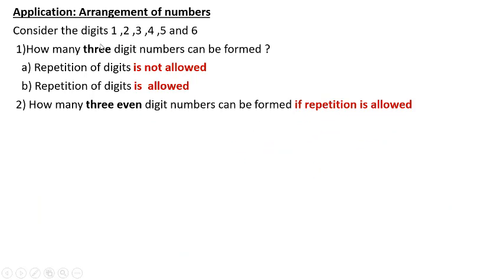New application: arrangement of numbers. Given the digits from 1 to 6. Part 1. How many 3-digit numbers can be formed in the below cases? A. Repetition of digits is not allowed. B. Repetition of digits is allowed.